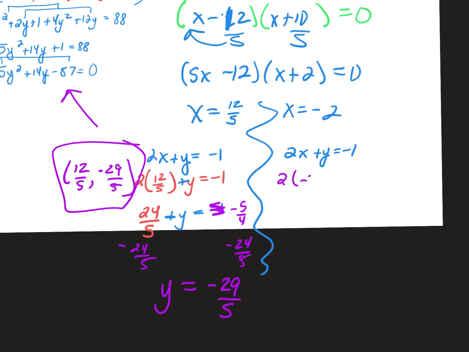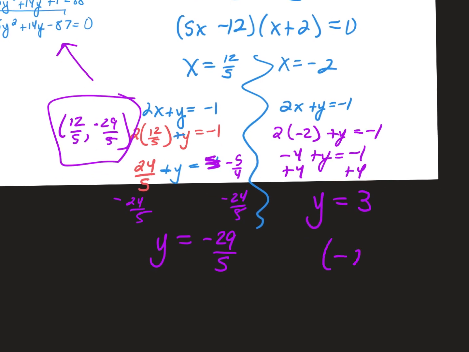I'm going to say 2 times negative 2 plus y equals negative 1. Negative 4 plus y equals negative 1. So what do I do? Add 4 to both sides. And y equals what? 3. So I get negative 2, comma 3. This right here, gross. But I think most of us got through it, which is very important. I'm impressed.